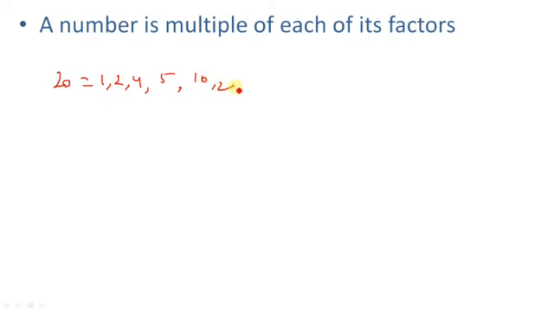Now these are the basic factors. Now we can express 20 in terms of factors. How can 20 be represented? If we take 1 into 20, it can be represented. 2 into 10 can be represented as 4 into 5. So every number is a multiple of its factors.